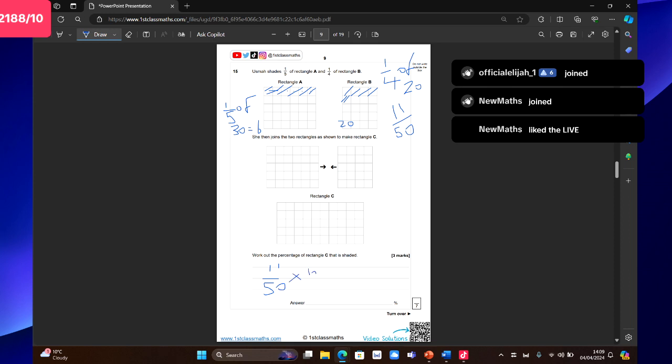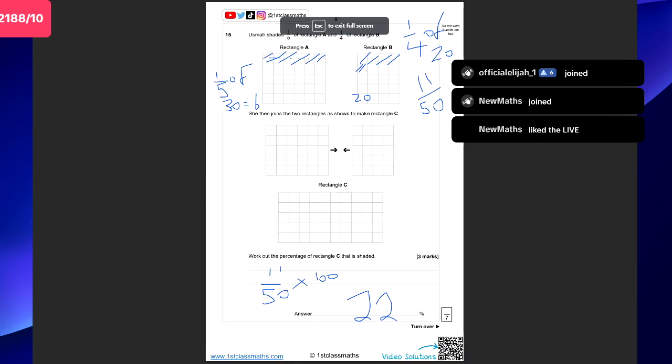And then that will be 22%, when you work it out. 100 divided by 50 is going to be 2, and then 2 times 11 is going to be 22. That's my answer for that question.